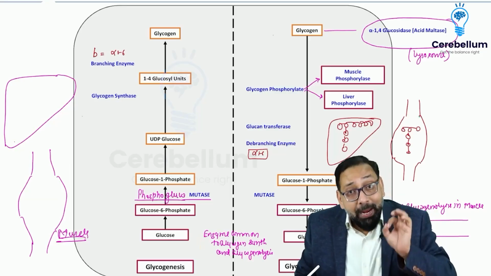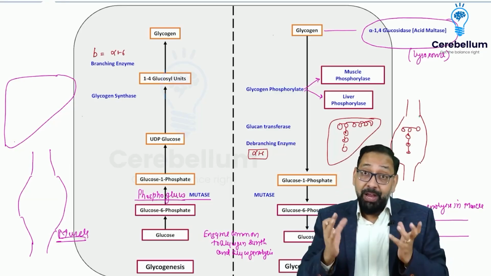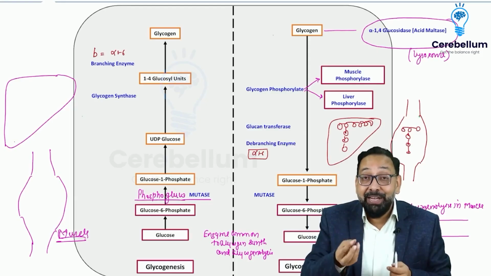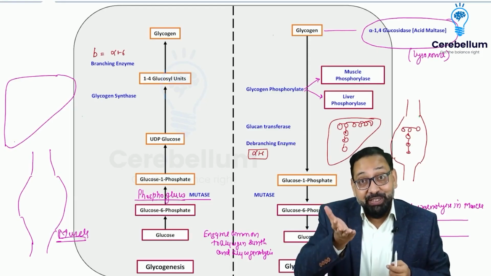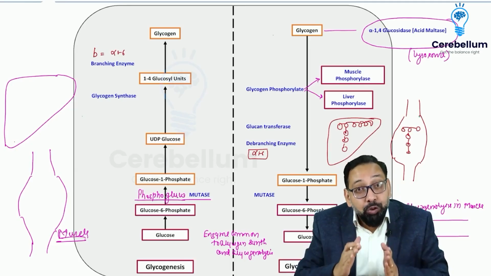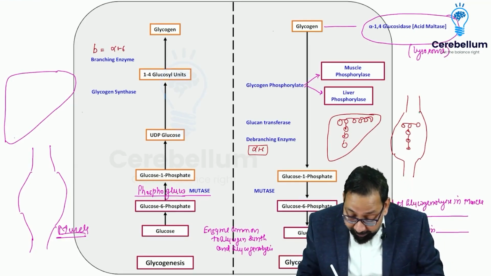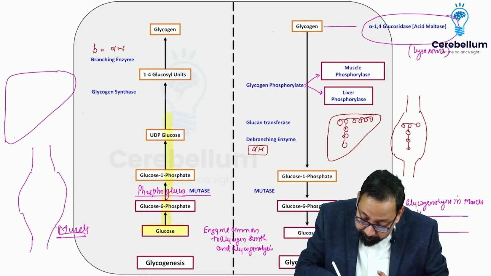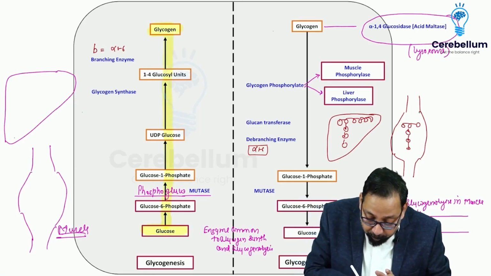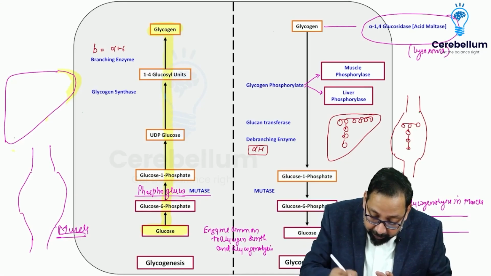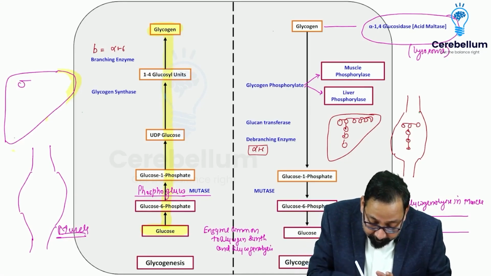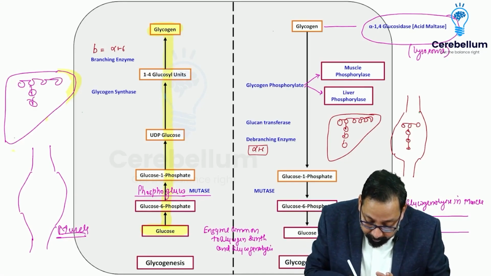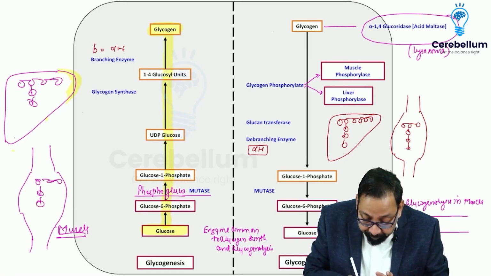Now we come to glycogen metabolism. We all know that in the fed state, when we take diet, blood glucose increases. Extra glucose is converted to glycogen, and this glycogen is stored in liver and muscle.